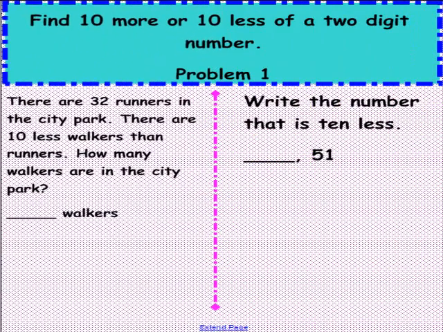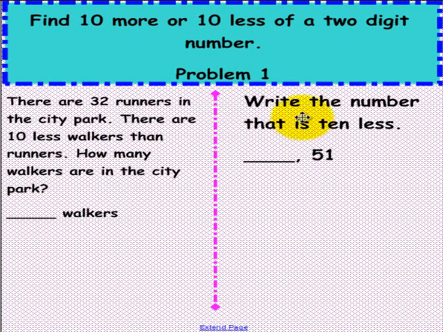Problem 1. We should have a student up at the smartboard. Find 10 more or 10 less of the two-digit number. Two parts for problem 1. Let me read the first one to you. There are 32 runners in a city park. There are 10 less walkers than runners. How many walkers are in the city park? Write that number here. Are you going to add or subtract?